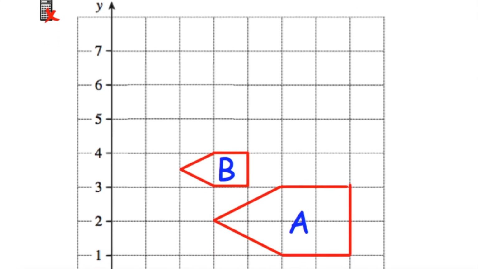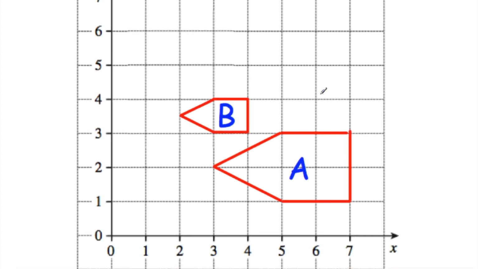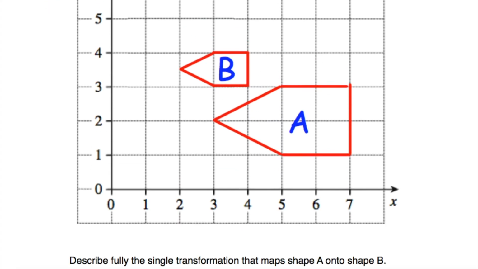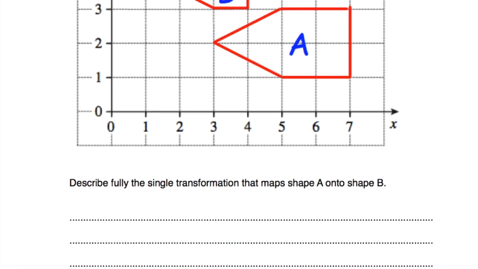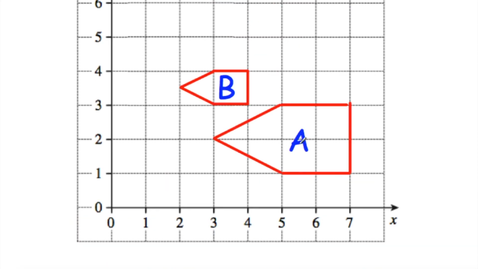Okay, so question number 21. We've got A and B on this grid, and they're different sizes, so you can tell there's been an enlargement. And then we're told to describe fully the single transformation that maps A onto B. So we're going to map A onto B.